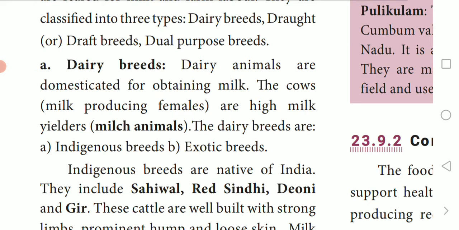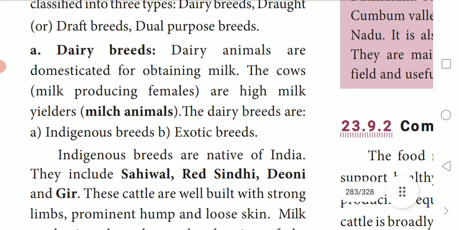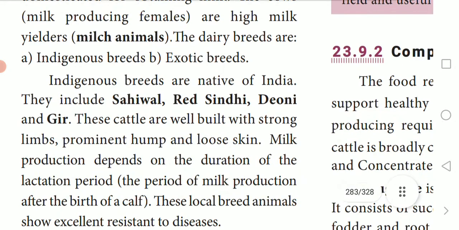Animals which are domesticated for obtaining milk. Dairy means extracting milk from that animal. That is what we call dairy breeds. The cows, as milk producing females, are high milk yielders. That is why they are called milch animals. Milch animals means the animals which give milk.